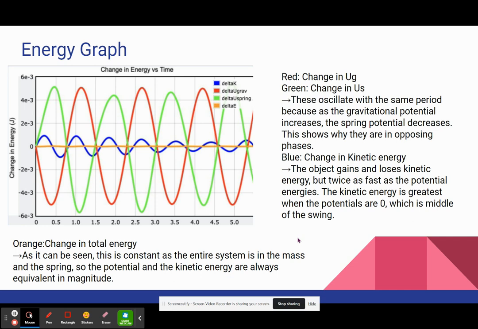So the object gains and loses kinetic energy, but it loses it twice as fast as the potential energy. And the kinetic energy is greatest when the potentials are 0, which is the middle of the swing. Orange is the change in total energy, and as can be seen, this is constant, as the entire system is the mass and the spring, so the potential and the kinetic energies are always equivalent in magnitude.